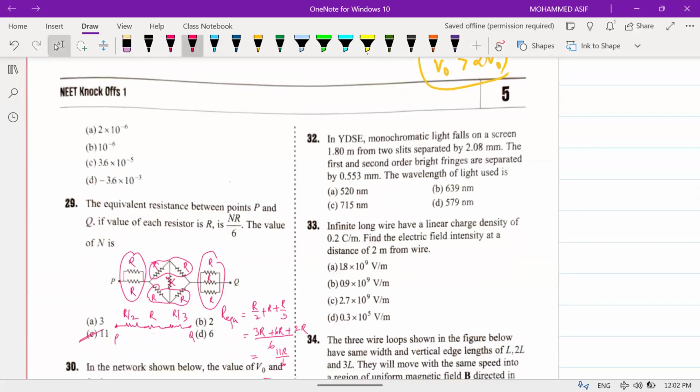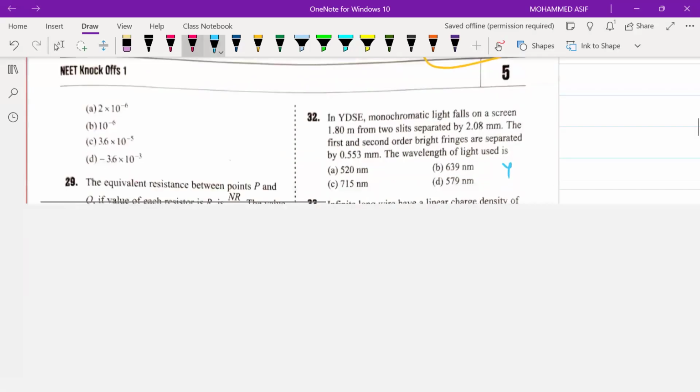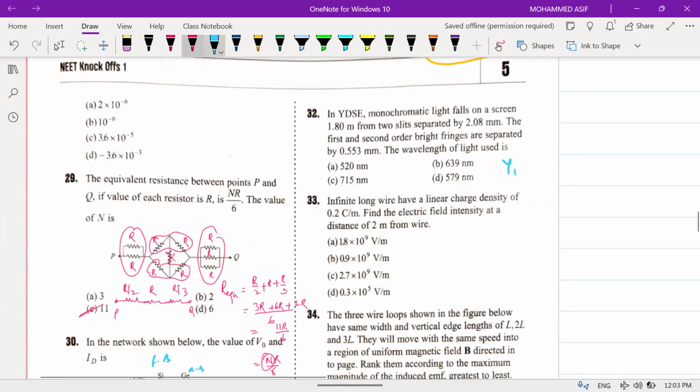Question 32. In YDSE, monochromatic light falls on a screen 1.80 meter from two slits separated by 2.08 mm. The first and second order bright fringes are separated by 0.553 mm. The wavelength of the light will be equal to how much? For the first bright fringe, what is the formula for beta? Y1 is equal to lambda into capital D divided by small d. For the second one, Y2 is equal to 2 into lambda into capital D divided by small d.